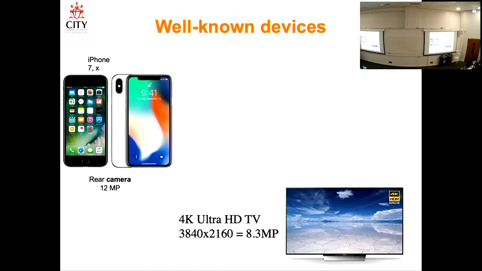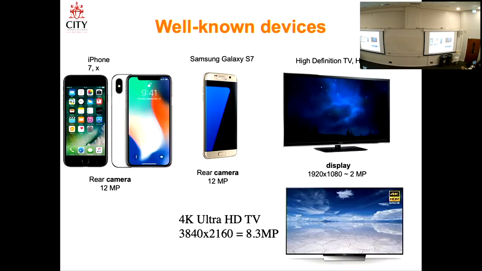So you have a rear camera of 12 megapixels on these devices, and for comparison, an HD TV, which is high definition TV, has a resolution of 2 megapixels. So you can imagine you have a 60 inch HD TV and it's only using 2 megapixels. It doesn't really need higher. If you have a 4K, you get a higher resolution.